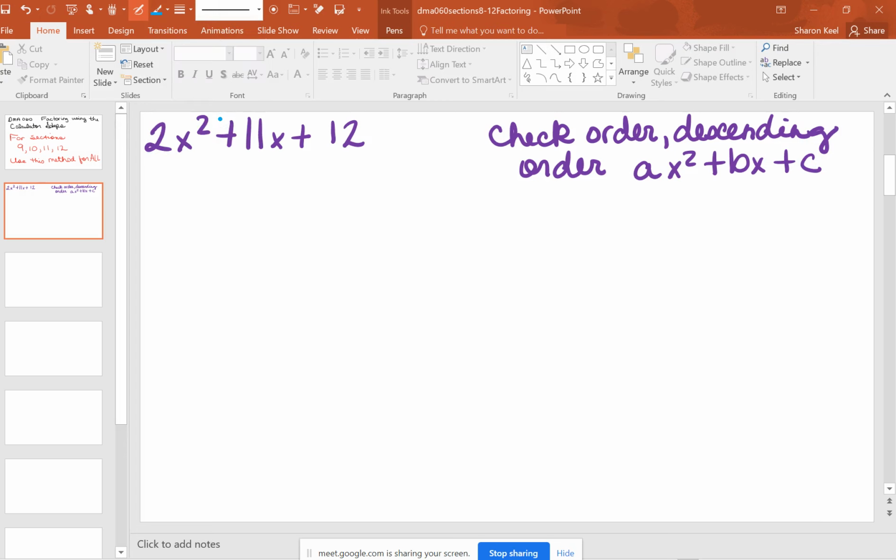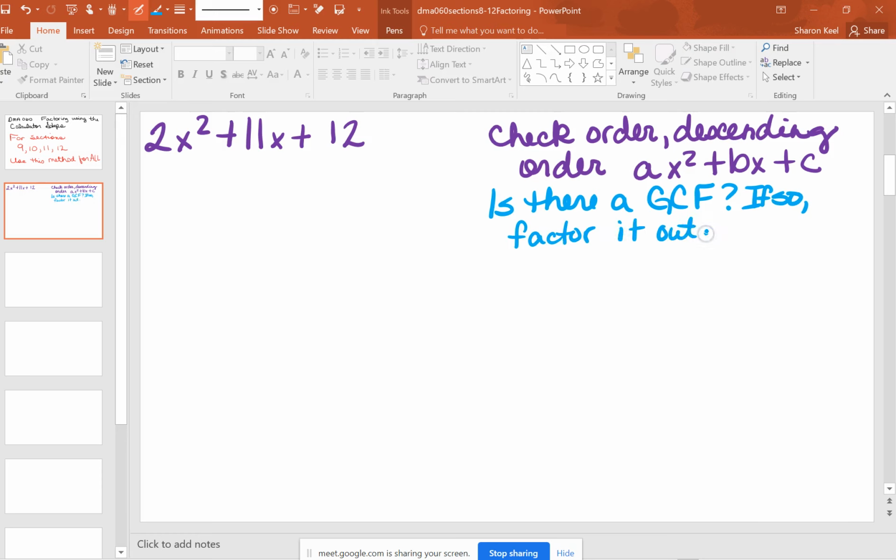This one is. The next thing you're going to do is ask yourself, is there a common factor? If so, factor it out. So as I was saying, after we check our order, we ask ourselves, is there a greatest common factor? If so, we would factor it out. In this particular scenario, we have a 2, an 11, and a 12. All 3 of them do not have a GCF. So I can't do anything further with it, okay?